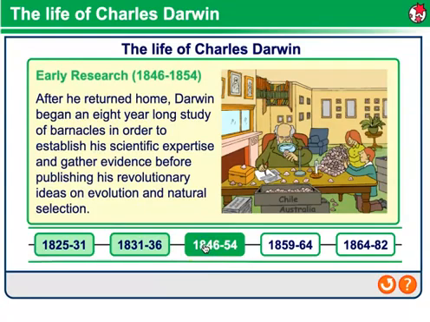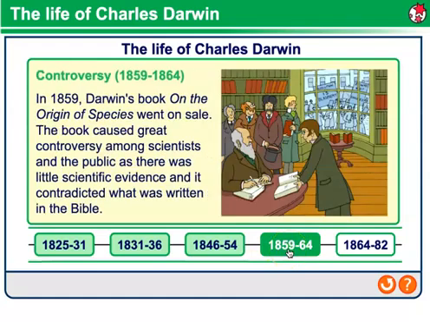From 1846 to 1854, he returned home, and he began an 8-year-long study of barnacles in order to establish his scientific expertise and gather evidence before publishing his ideas. Specifically, he eventually published his ideas on evolution and natural selection only after other individuals began to put together similar ideas. From 1859 to 1864, he really focused his work on the origin of species, which was his major publication.